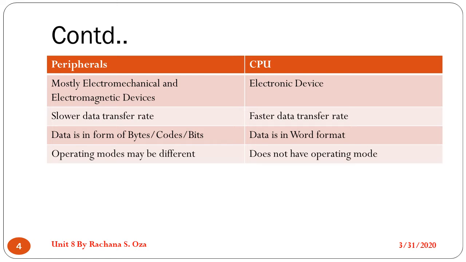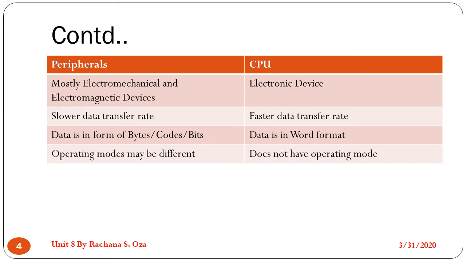Input output devices can be recognized as electromechanical or electromagnetic devices. In contrast, the CPU is an electronic device, mostly signal based. The second point is that input output devices have a very slow data transfer rate. The speed of the CPU can never match the speed of any input output device. Take the example of the keyboard versus CPU. A keyboard is an input device and cannot perform at the same speed as the CPU. Hence the peripheral devices work at a slower data rate while the CPU works at a faster data rate.